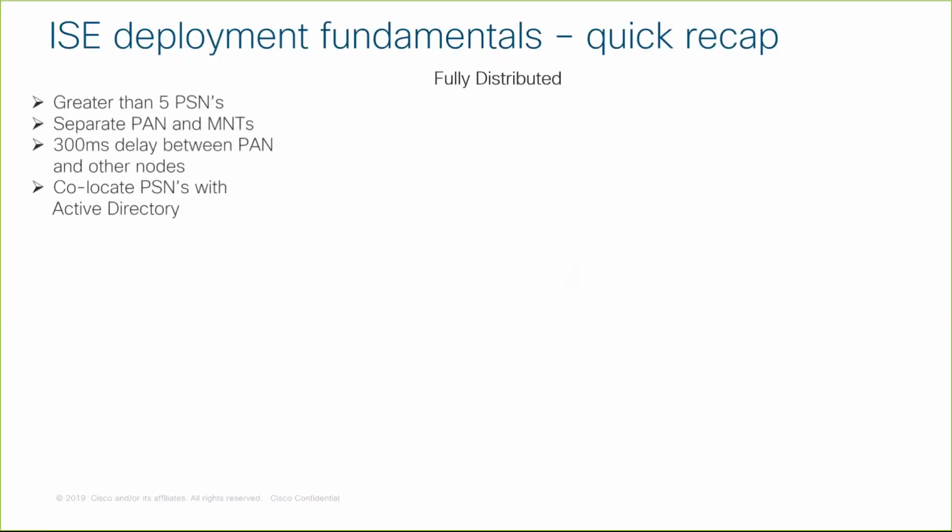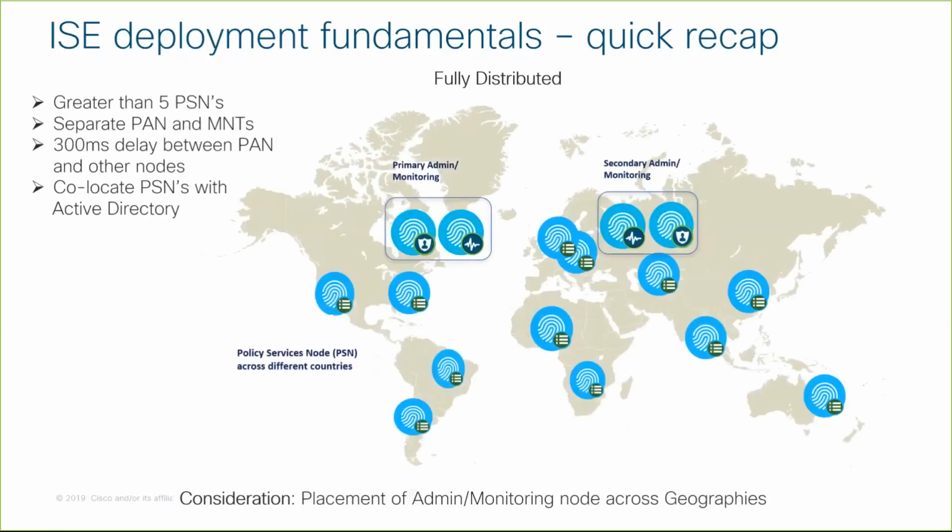Since a lot of you have only 2,000 devices, this may not be applicable, but just in case, for people who have a large deployment spread across geographies, this would be a fully distributed deployment. We support up to 100,000 network devices. So in case of a large deployment, you can have your primary admin and monitoring nodes in 2 different data centers. You can have PSNs spread across different locations.